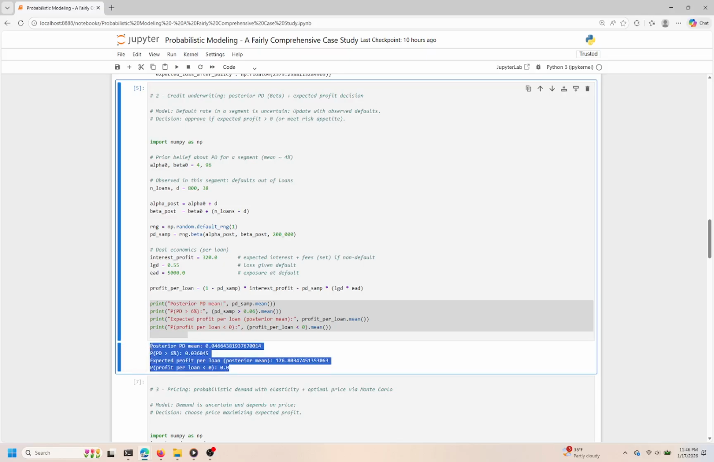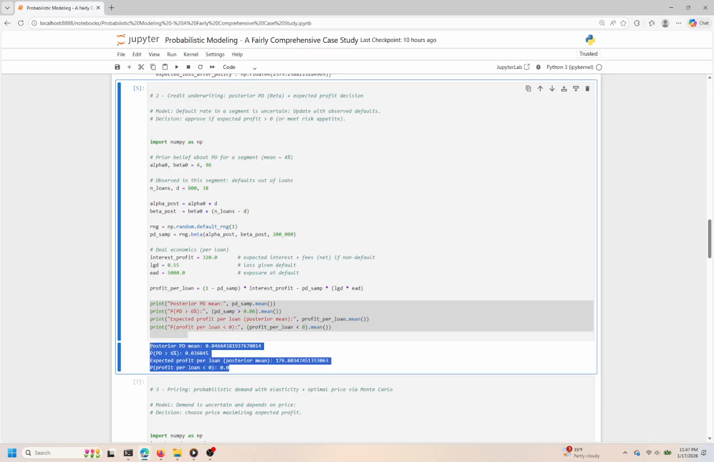In this analysis, we consider the economics on a per-loan basis. The variables include expected interest profit, which is calculated as $320, along with a loss given default of 55% and an exposure at default of $5,000. The expected profit per loan is therefore a function of both the sampled default probabilities and the defined economic parameters. The outputs of this cell provide critical insights. We compute the mean of the posterior default rate and derive the probability that this rate exceeds 6%. Furthermore, we calculate the expected profit per loan based on our updated estimates and evaluate the likelihood of experiencing a loss on average.